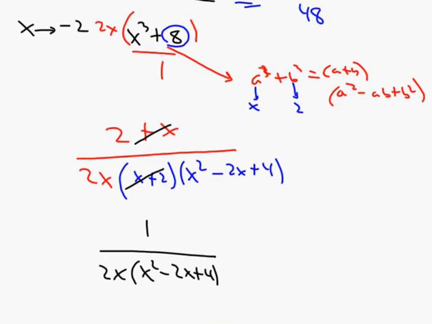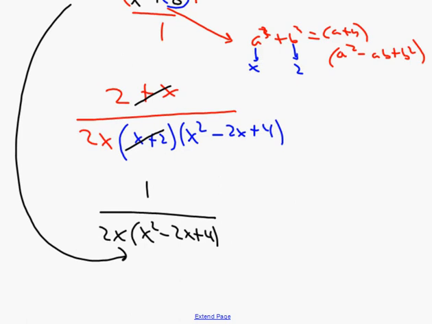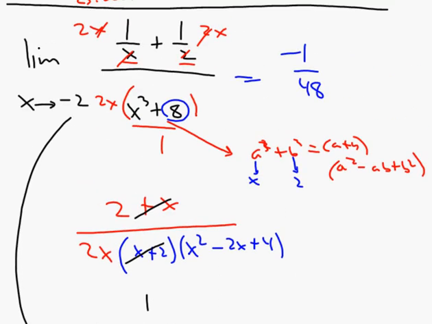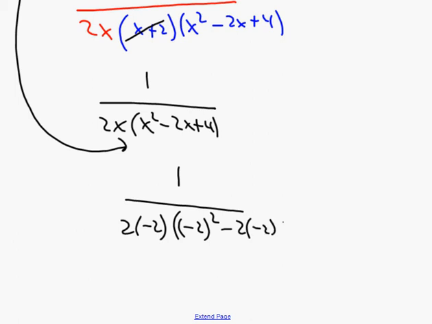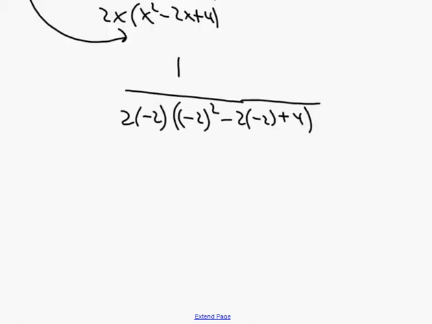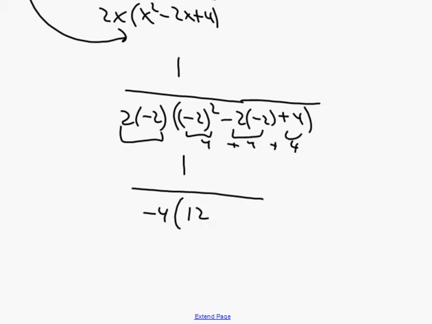But now you can actually plug that negative 2 in. Well, let's see what happens. I think it's going to be negative 1 over 48. That's what we said. Okay, fine. Watch this. Ready? 1 over 2 times negative 2, times negative 2 squared, minus 2 times negative 2, plus 4. So here we go, kids. Good times. 1 over, this piece right here is negative 4. And in here we get 4, 4, and 4 all added together. So that's 12. Negative 1 over 48.